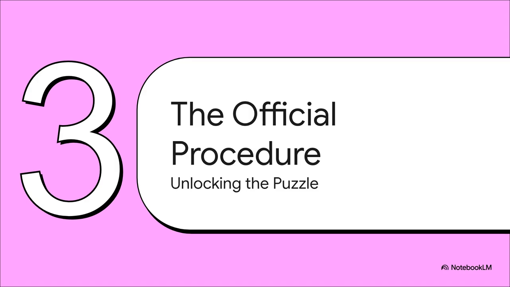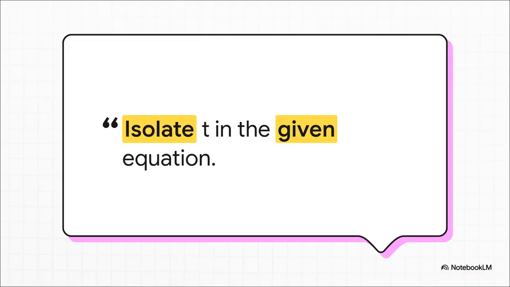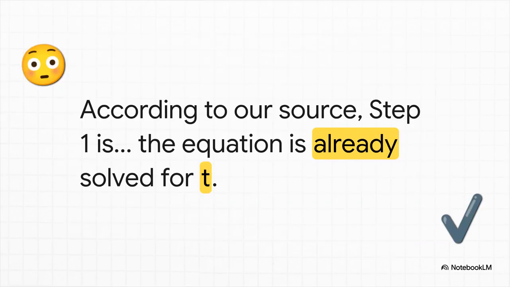All right, deep breath. This is it. The moment of truth. We know the mission, we know the variables. It's time to follow the official procedure from our source and finally unlock this puzzle. And the instructions could not be more direct. Isolate t in the given equation. That is our one and only directive. So let's get ready. What's the first algebraic step we need to take? Step 1: the equation is already solved for t.